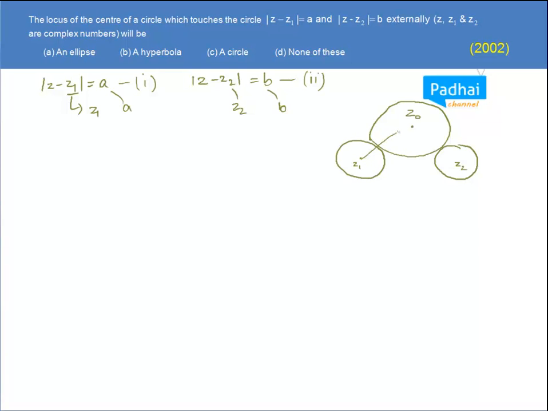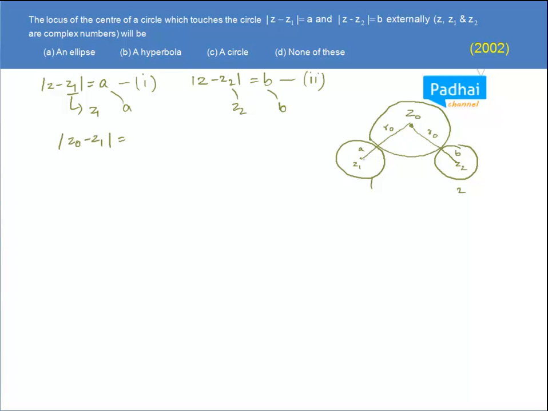So let's see what the cases can be when you touch externally. Let me draw first of all. Let the radius be r0. It is already given that the radius of this circle is a and the radius of the second circle is b. So this whole length, let's see what it will be. We know that the center is z1, and here the center is z0. So if I write z0 minus z1, what will it be?